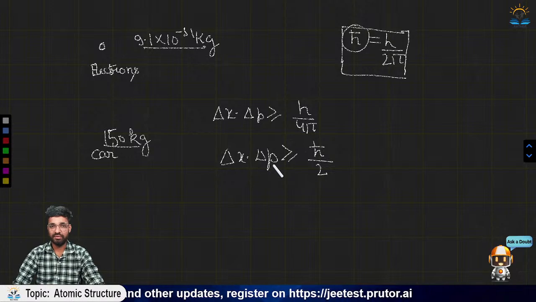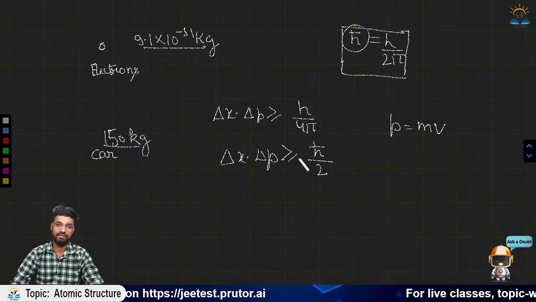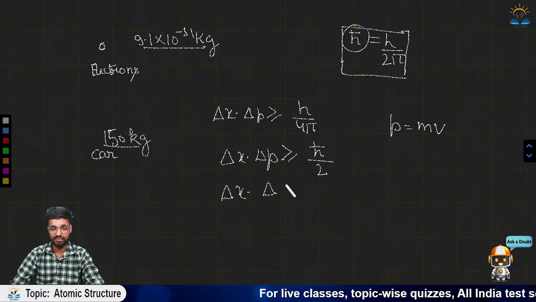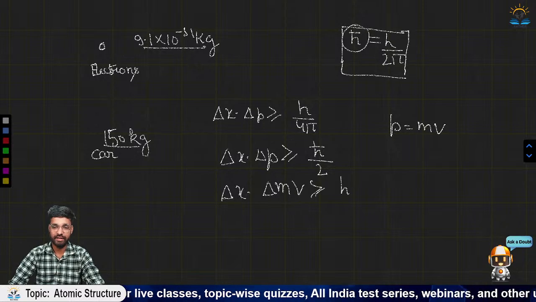Now what is the formula for momentum? Momentum is equal to mass into velocity. So now we are replacing it here, giving delta x into m delta v greater than or equal to h cut by 2.